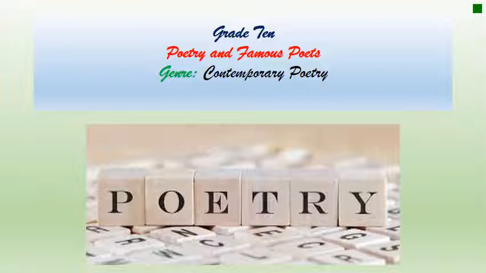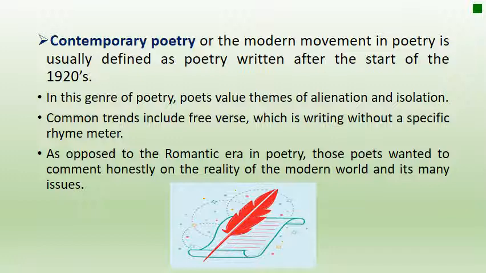Last week we took classic poetry, and this week we're going to take contemporary poetry. And of course, the word contemporary means modern. Contemporary poetry, or the modern movement in poetry, is usually defined as poetry written after the start of the 1920s. In this genre or type of poetry, poets value themes of alienation and isolation. Alienation meaning they don't feel satisfied with what's going on with culture, what's happening, and they talk about their isolation and what they're going through.